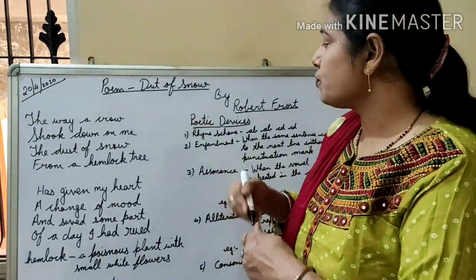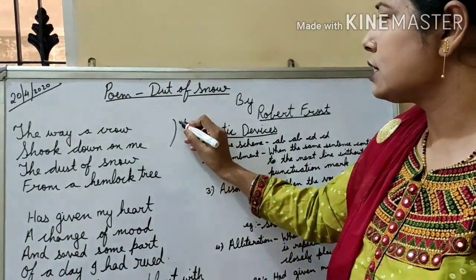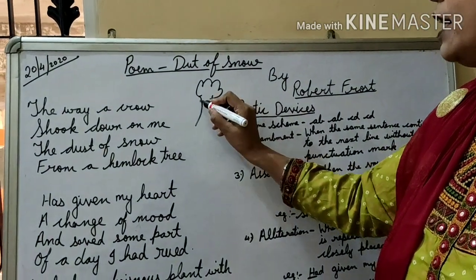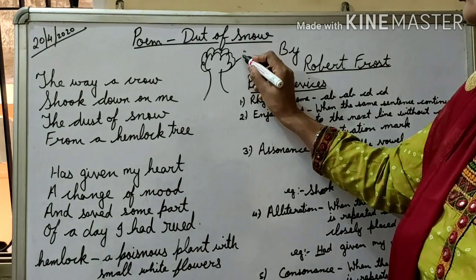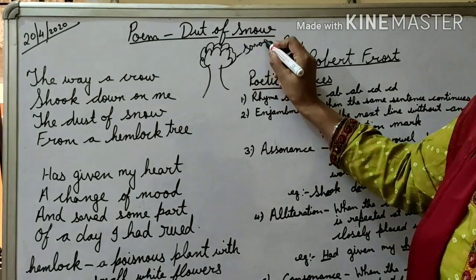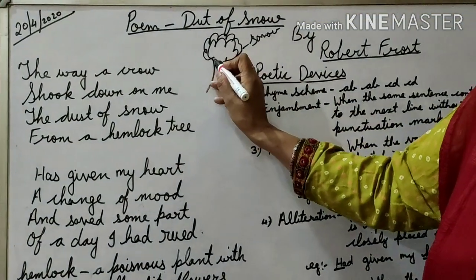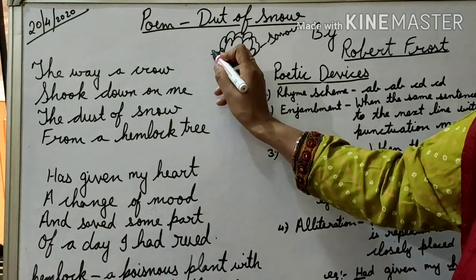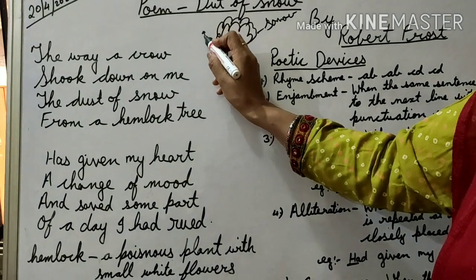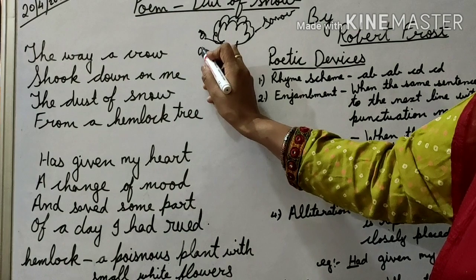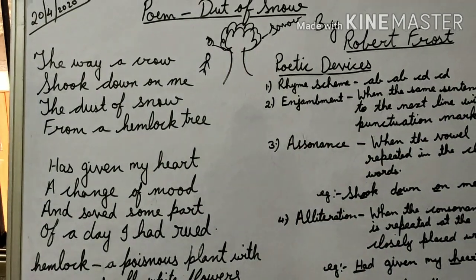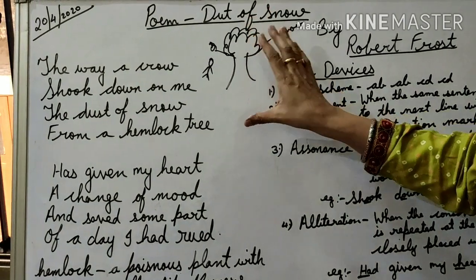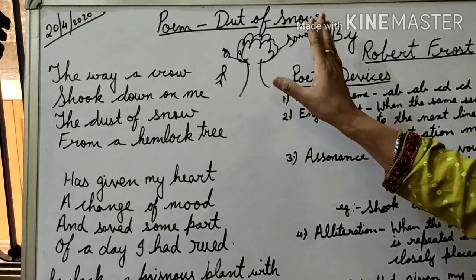Now there is one tree. We can see this is a hemlock tree, and it is all covered with snow. Can you understand? This is covered with snow. Now in its branches, one crow comes and sits here. And here is the poet standing. Now try to understand. The hemlock tree is covered with snow.